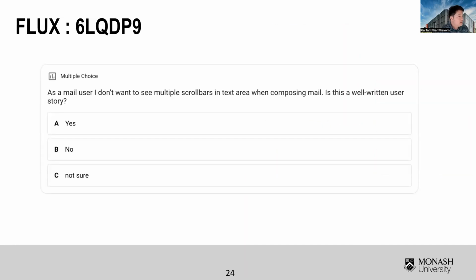Question: as a mail user, I don't want to see multiple scroll bars in the text area when composing mail. Is this a well-written user story?